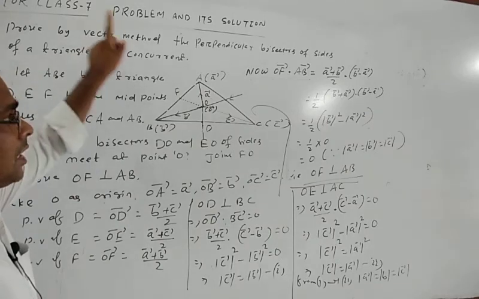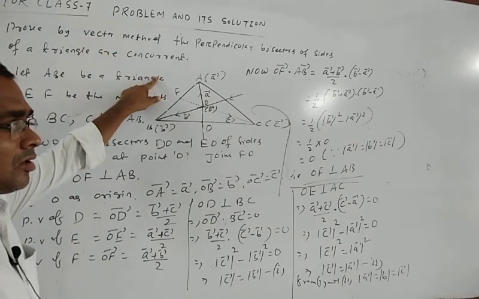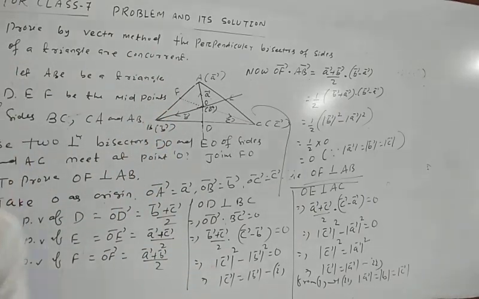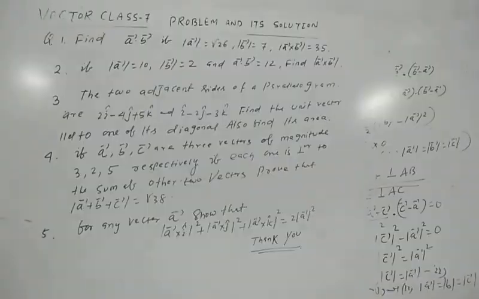So the perpendicular bisectors of the sides of a triangle are concurrent. Hence the proof is complete. Okay. Next, you do some problems. These are all problems for yourself. You do this problem. Okay.